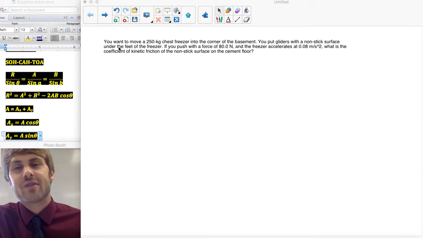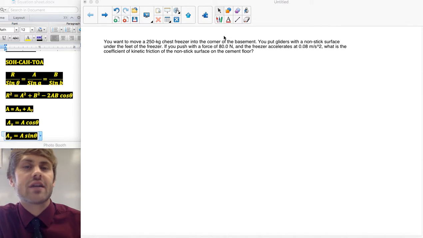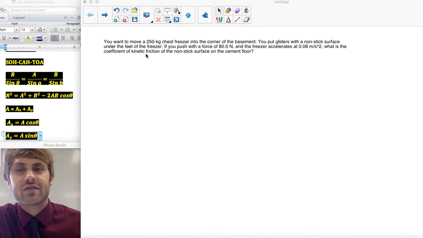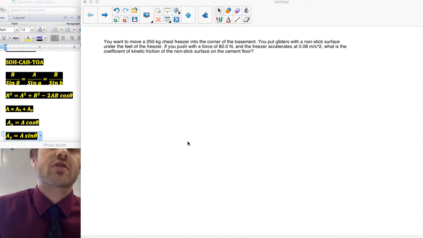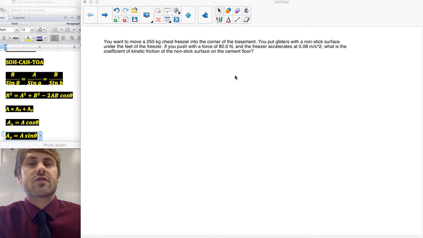So here's our first problem. You want to move a 250 kilogram chest freezer into the corner of the basement. You put gliders with a non-stick surface under the feet of the freezer. If you push with a force of 80 newtons and the freezer accelerates with 0.08 meters per second squared, what is the coefficient of kinetic friction of the non-stick surface on the cement floor?